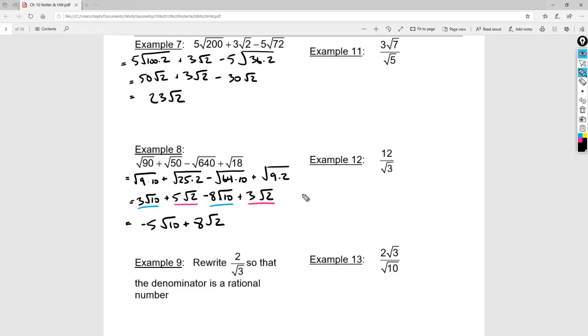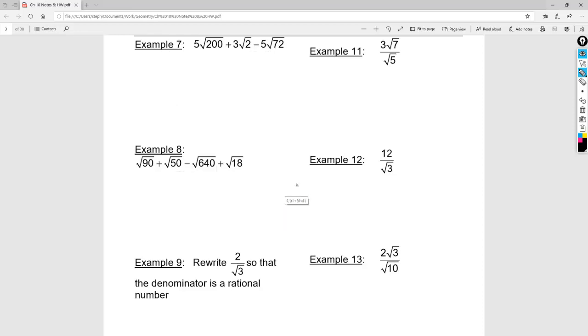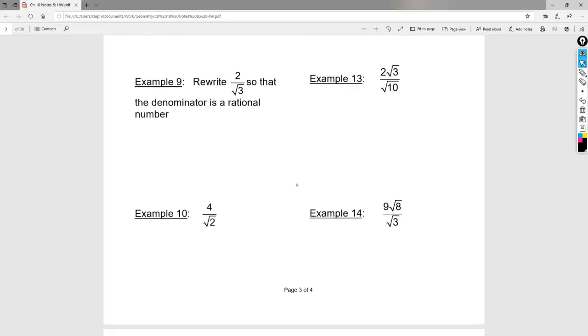Alright, now they want us to rewrite 2 over root 3 so that the denominator is a rational number. Okay, so this is called rationalizing the denominator. It makes sense because I'm making the denominator into a rational number. And what I'm going to do is multiply by a fancy version of 1. So this is very similar to the concept of getting a common denominator. What I need to do is multiply by whatever I have in the denominator. Right? So kind of the opposite, if you will.